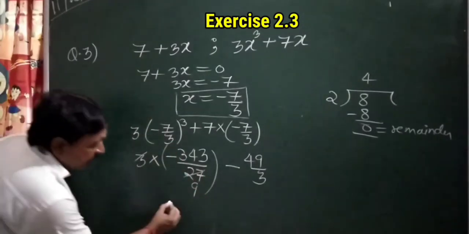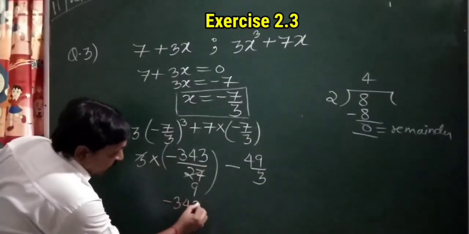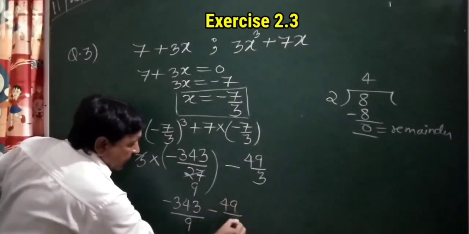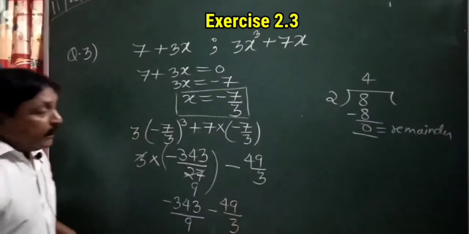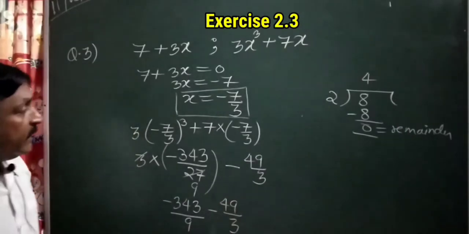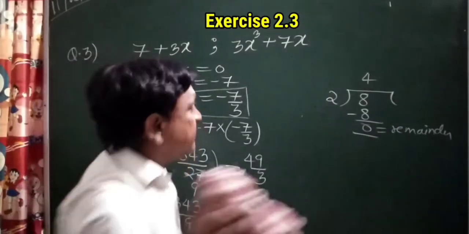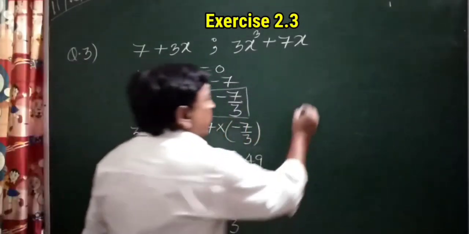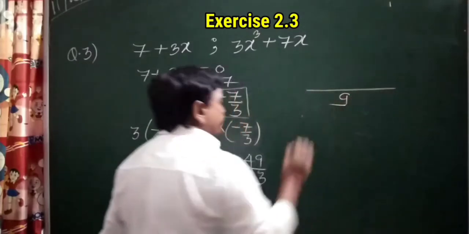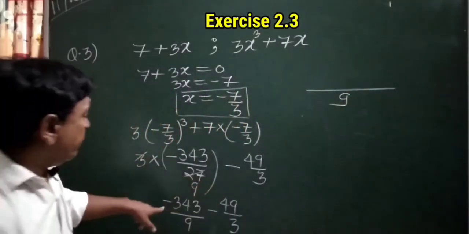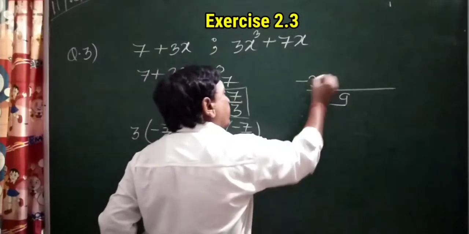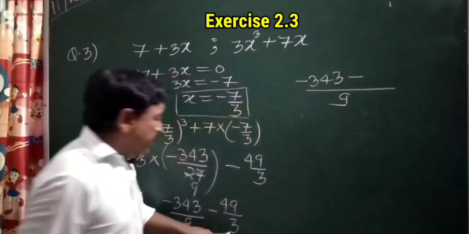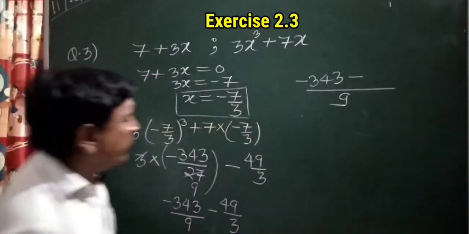Okay. So what is left? Minus 343 upon 9 minus 49 upon 3. Okay. Now what do we have to do? Now we have to take the LCM. So just take the LCM of 9 and 3. It will come 9. 1 9 is 9, and 1 and 2 minus 343, minus 343. Minus sign here. Okay. 3 how many times? 3 times. So 49 into 3.